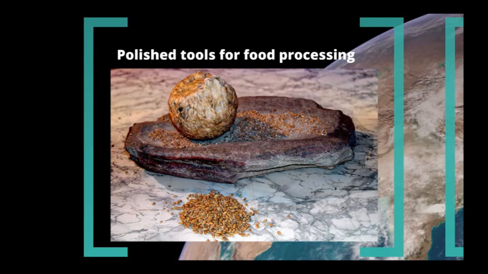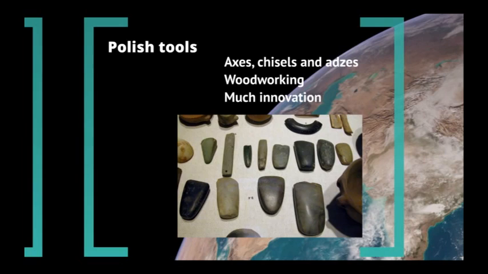We see increased sophistication in polished tools, so axes and chisels and adzes. You have an actual axe head right here, which is a prerequisite tool needed to build complex wooden architecture. So what kinds of things are they building with these axes? Probably houses and fishing boats. Houses and fishing boats, great. Yeah, absolutely. At this point in time, coastal resources are being exploited more than ever.